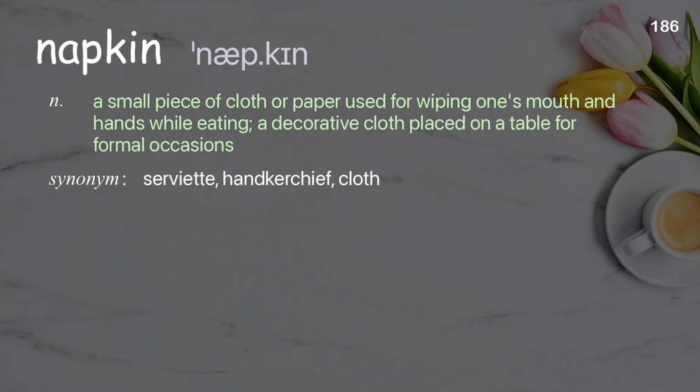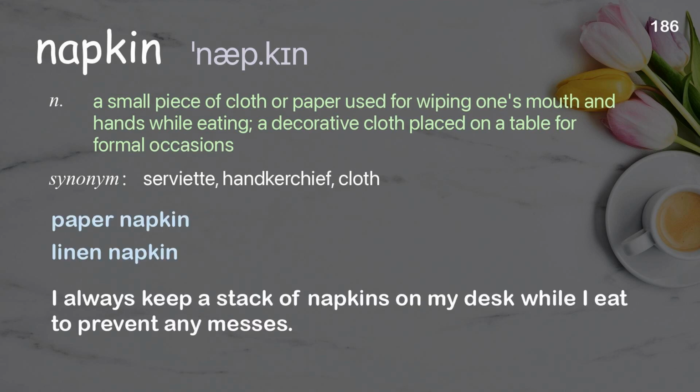Napkin. A small piece of cloth or paper used for wiping one's mouth and hands while eating. A decorative cloth placed on a table for formal occasions. Examples: paper napkin. Linen napkin. I always keep a stack of napkins on my desk while I eat to prevent any messes.